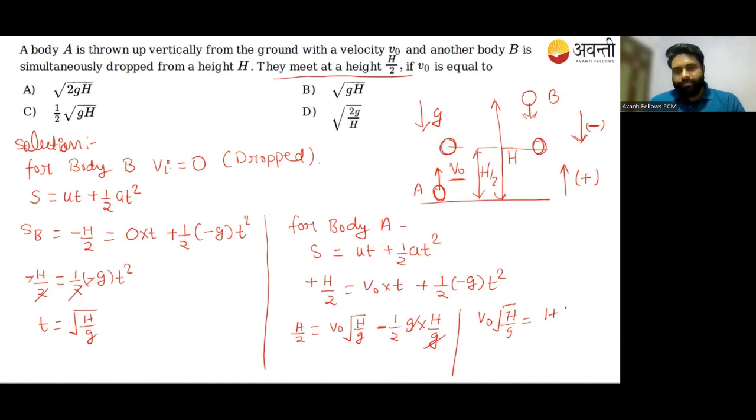Now, this h you can also write as root h into root h. So one root h has been cancelled out. So this velocity will become root of gh. Got it? I hope you are clear with this. So option B here is the correct option.